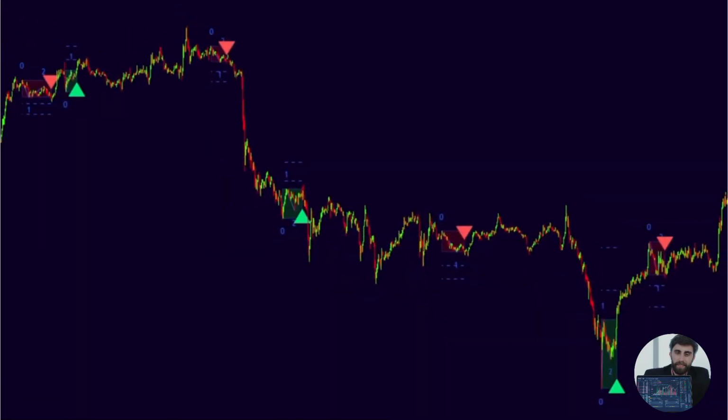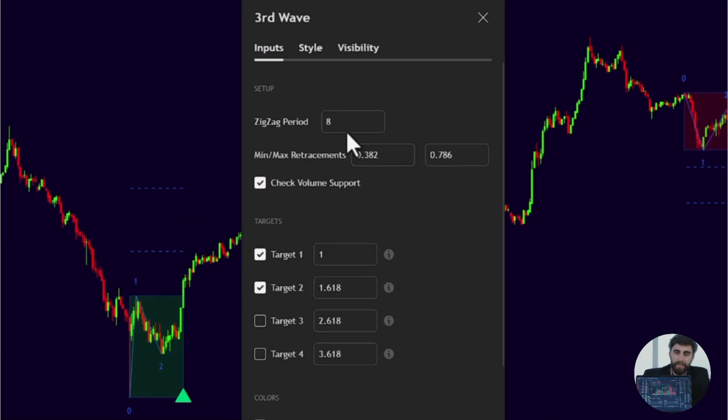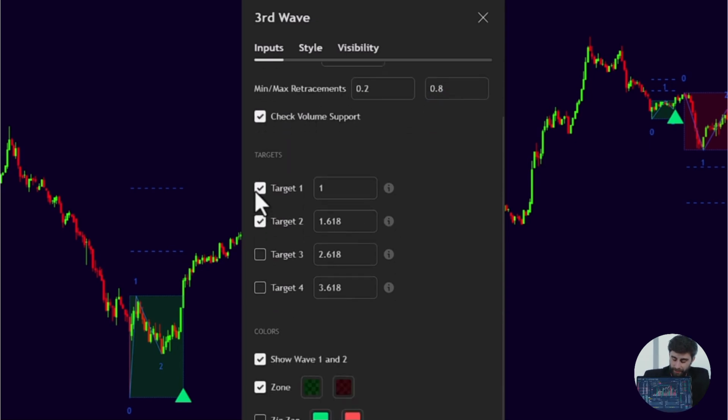Now, should we take every buy and sell signal that appears? Absolutely not. No indicator is foolproof, so we need confirmation before taking the trade. To optimize our setup, go to the indicator settings. In the inputs tab, set the zigzag period to 7. Then adjust the min and max retracement values to 0.2 and 0.8. After that, turn on the check volume support for extra accuracy. And finally, disable target 2 and set target 1 to 2.